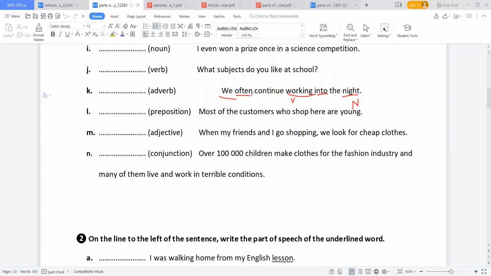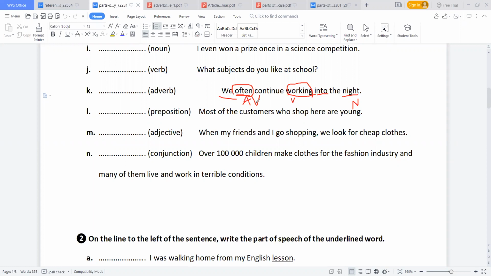Okay, frequently. I do working into the night frequently. So we often working into the night. So often is describing what? Working. Night is not often, but working is often. So it's an adverb. See how night is not an action.